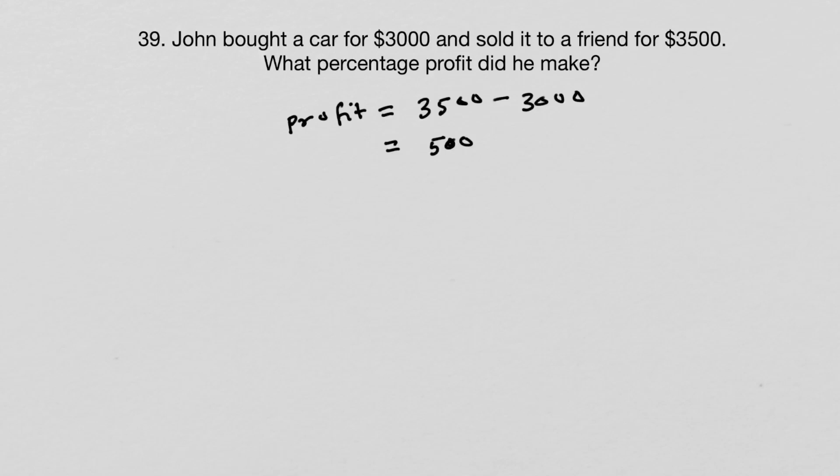To find the percentage profit, we have to divide the profit by the cost price and multiply it by 100. We have 500 divided by 3,000 times 100. These 3 zeros will cancel these zeros. Now, we divide the 50 by 3 to get 16.67% as our profit percent.